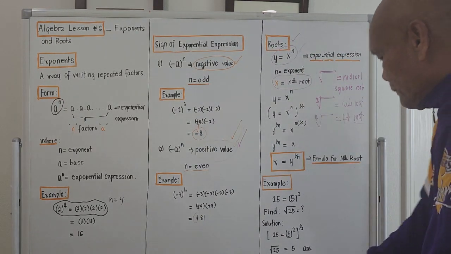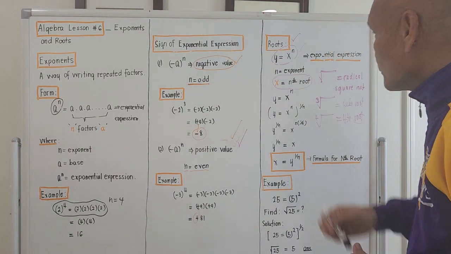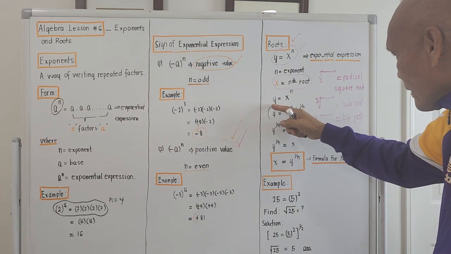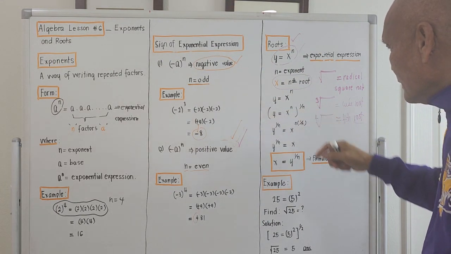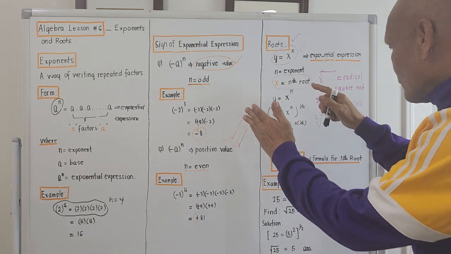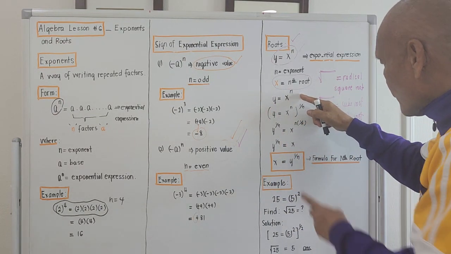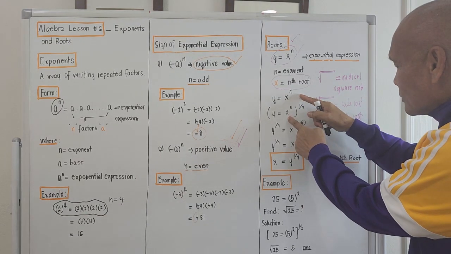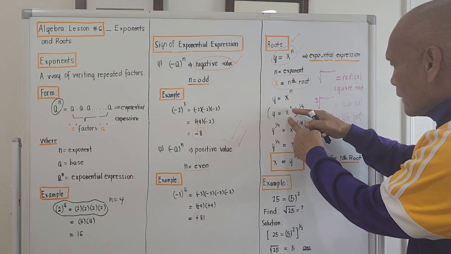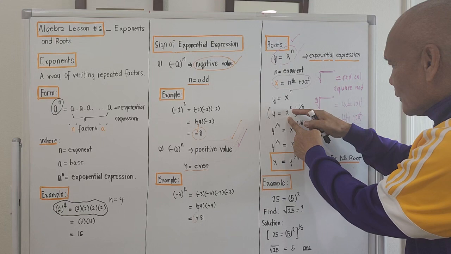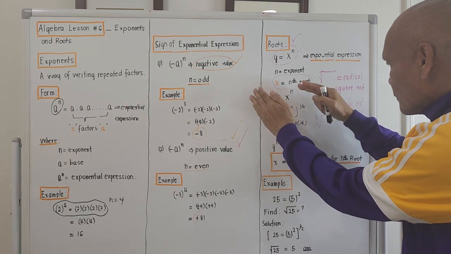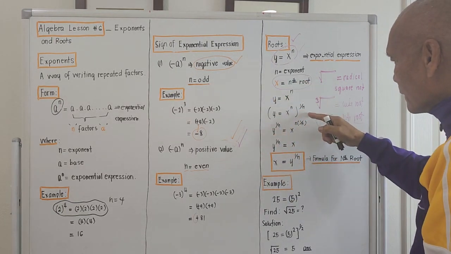We go back to this, so I just rewrite it. Then I will try to raise both sides of the equation to 1 over n, because we are to compute for x without the n. So we must eliminate the n. To eliminate the n, we must raise both sides of the equation to 1 over n.